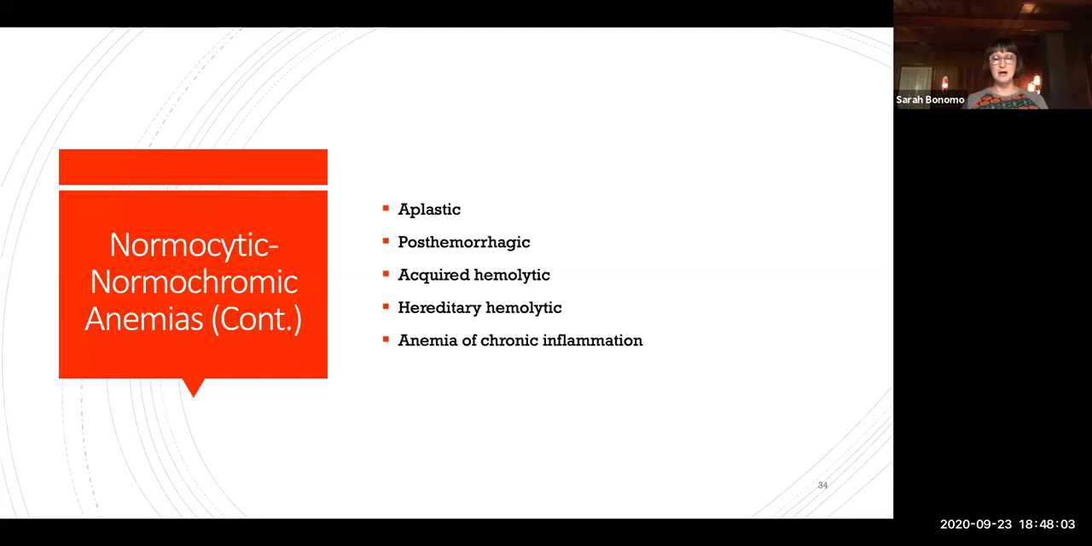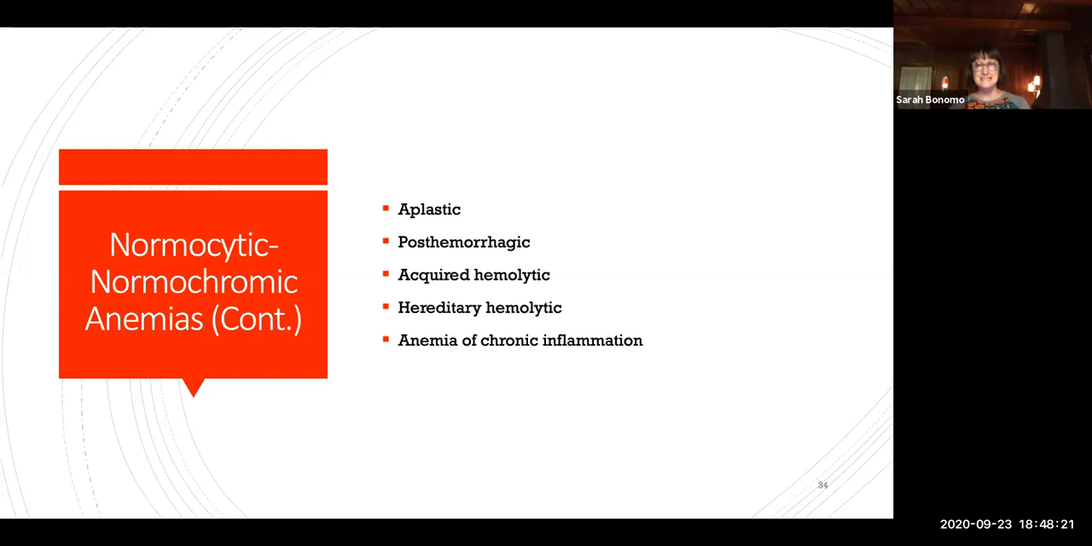You can have post-hemorrhagic anemia, which makes sense. You have acute blood loss, you have normal sized cells, you have normal hemoglobin content, you just don't have enough of them because you lost them. They bled out. You can have acquired hemolytic anemia, which is when your own body's immune system destroys the erythrocytes.